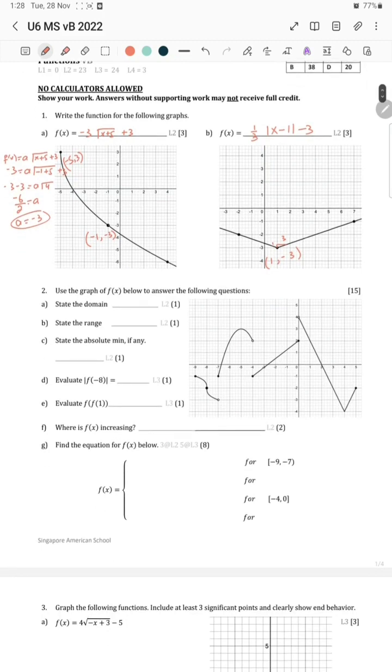Use the graph of f of x below. Answer the following questions. Domain.